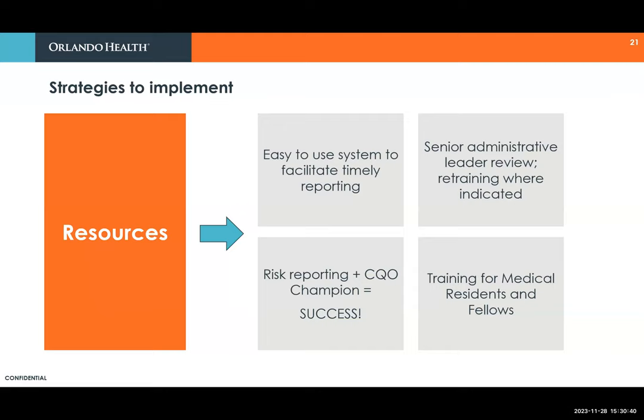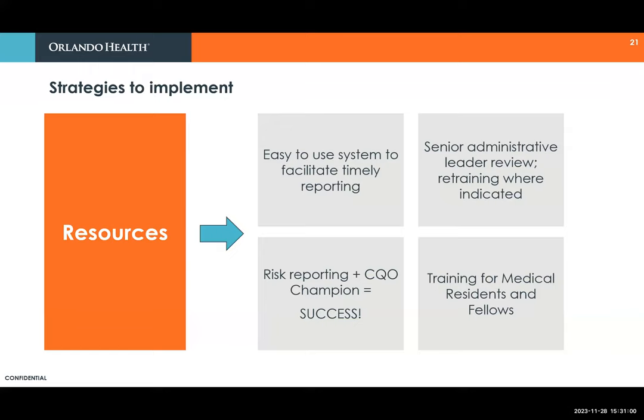last two, if you have a great relationship with either a quality person or a senior administration team member, or even a physician, but risk and a champion is success, because risk can have a negative connotation. People immediately think they're going to be in trouble.